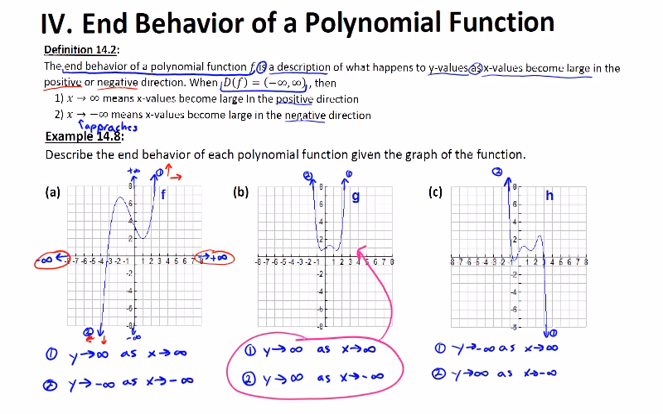Example 14.8 gives us an introduction into the idea of end behavior. You'll want to make sure that you go on to theorem 14.3 and example 14.9 so you can see how we can do the exact same thing, but we're coming from an equation to get to the statements that will eventually lead us to the graph.